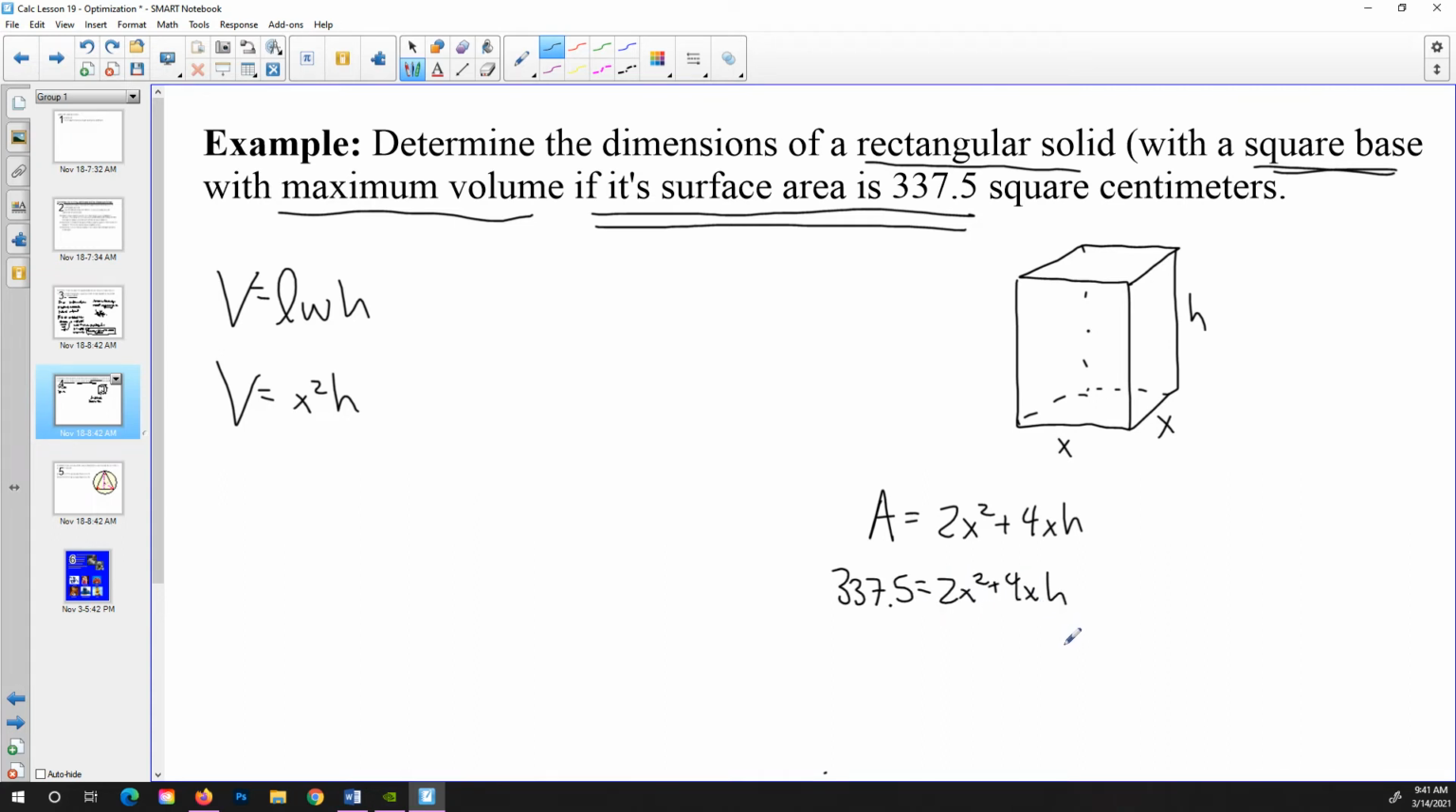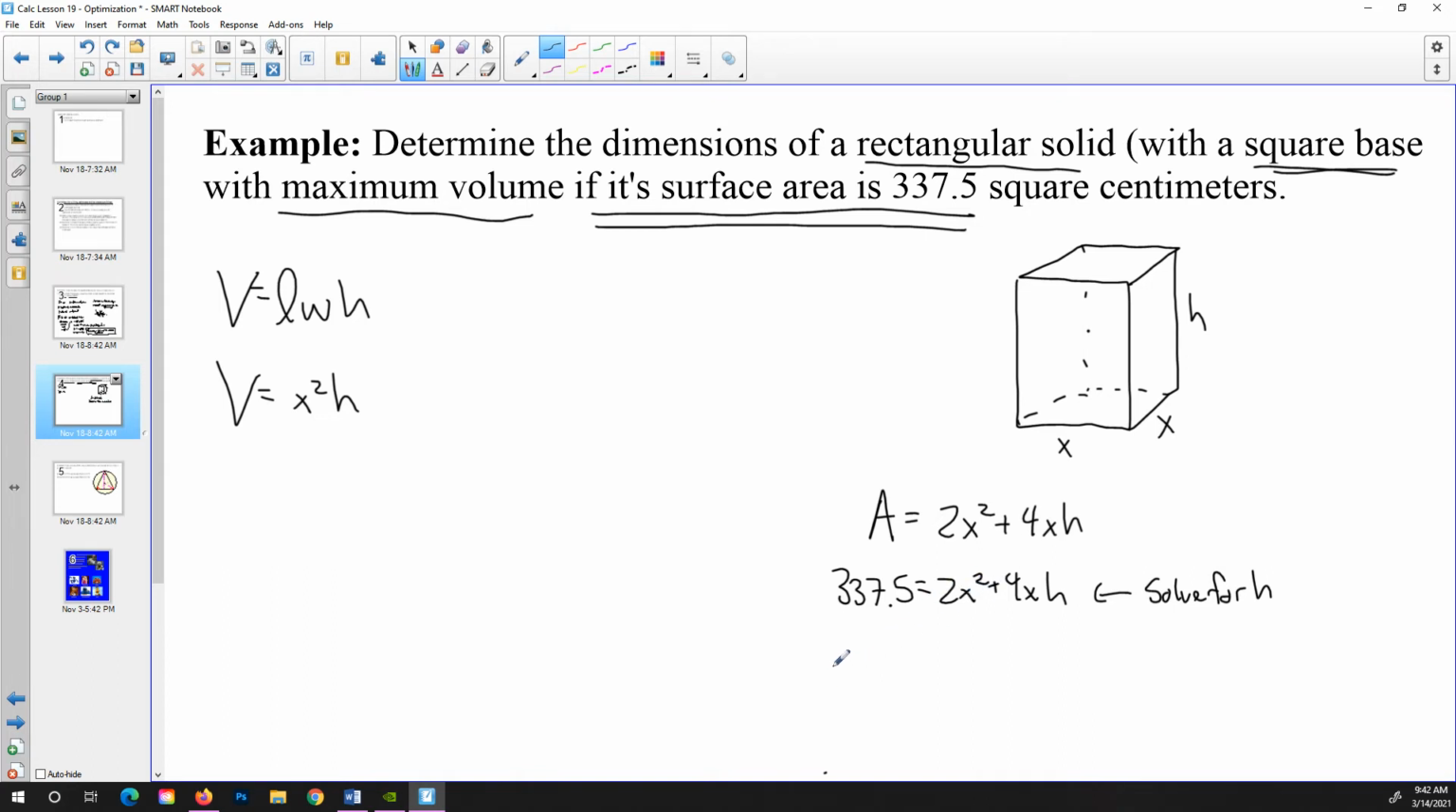All right, so I could solve for x, but then I'd be taking a square root, and I've got a square here, and I've got an x here. H is kind of all by itself, and so I'm going to just try and solve for h. And so to do that, I'm going to subtract 2x squared from both sides.